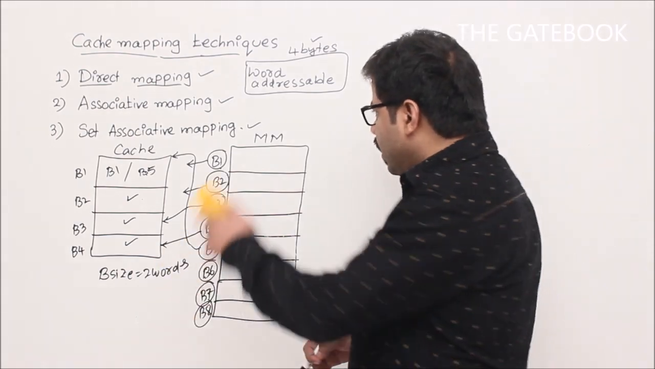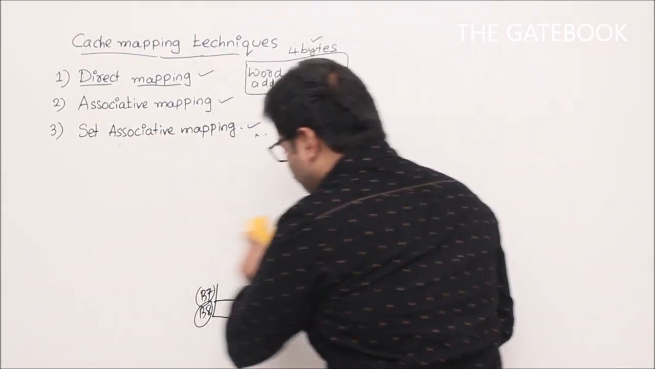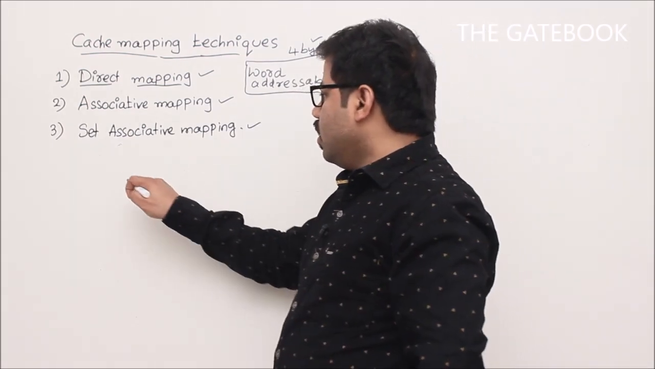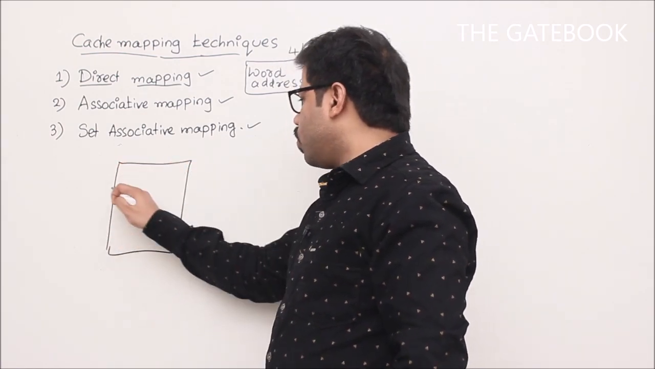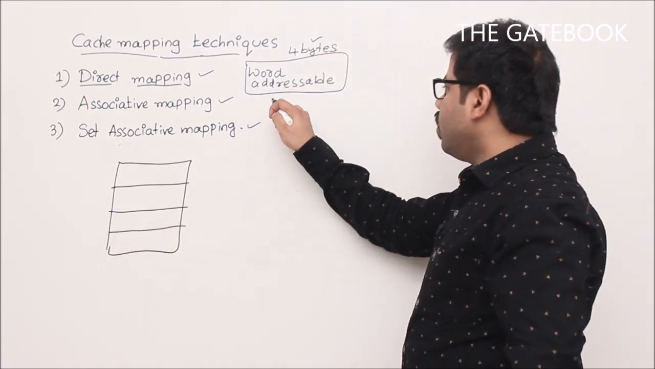We'll see more details of this direct mapping now. So how we can plan, I will tell you. Generally, how people plan this is like this. Again for simplicity, I take a cache of size 4 blocks: 1, 2, 3, 4, and block size is, let's say, 2 words.